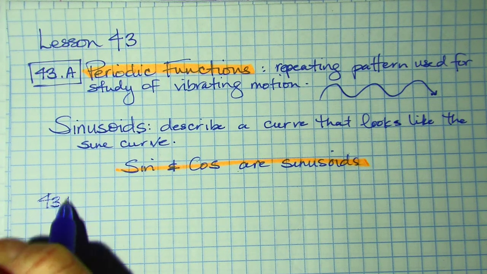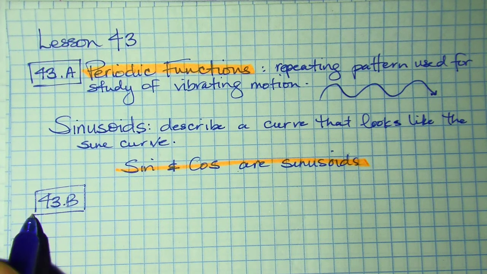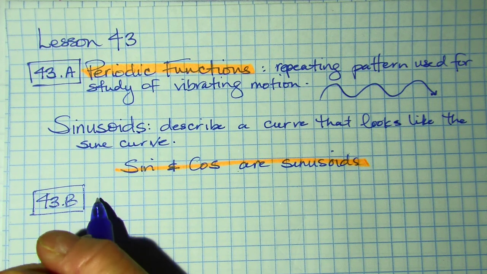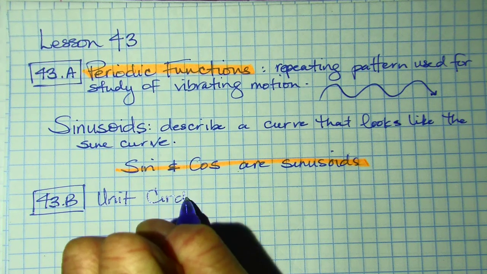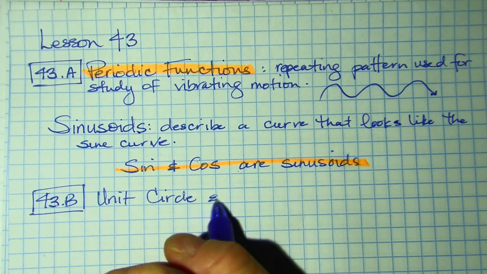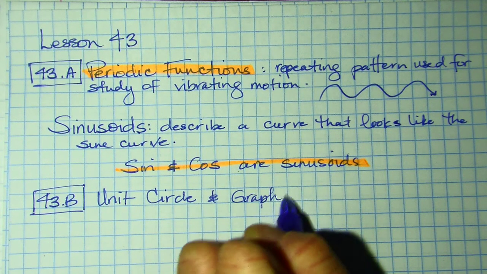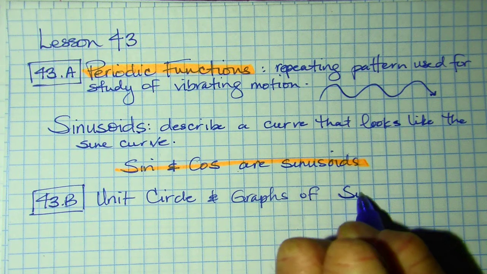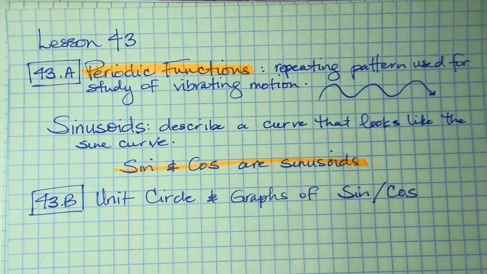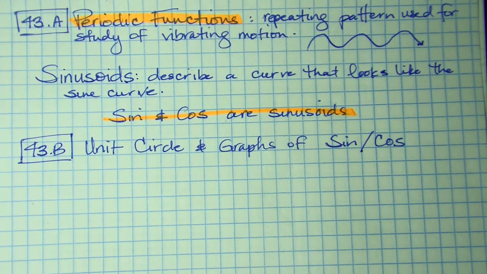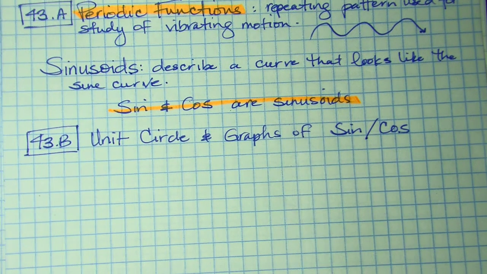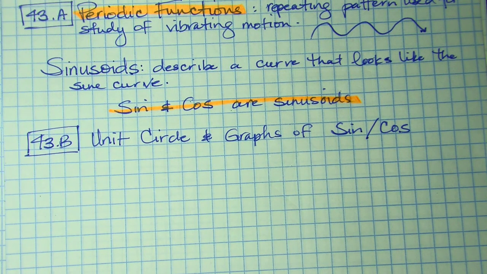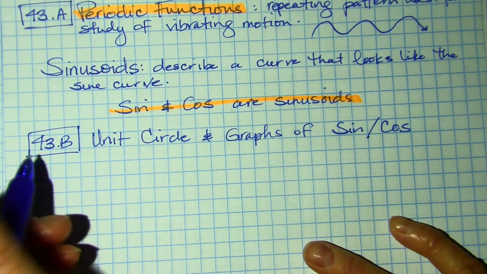43.B is an introduction to their graphs. So this is going to go over the unit circle and the graphs of sine and cosine. And so I'm going to do the basic graph that we're going to base all others after. So that's why there is a PDF for you to print that includes their graphs. So let's talk about first the unit circle.